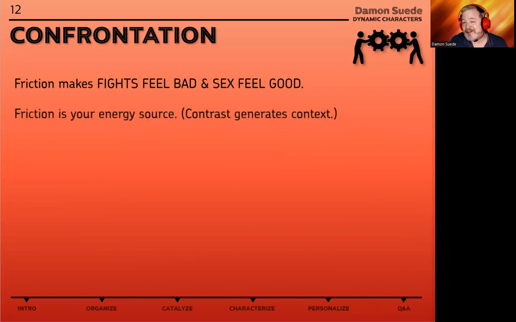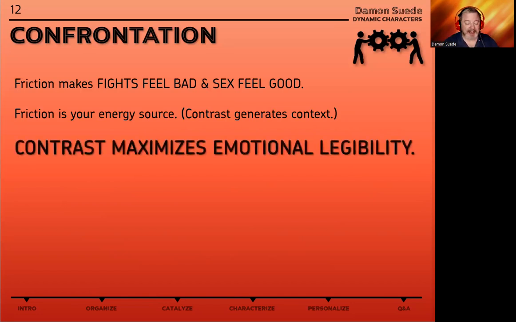And friction is an energy source, right? Just rubbing two characters together. Inherently, friction is generated by contrast, and contrast always generates context. And so it's a twofer, because on the one hand, you're creating character relationships that actually have meaningful transformation. But by the same token, every time your characters interact, they're building out the world. They're building out all the things that make your story immersive. And that's powerful. Contrast inherently maximizes emotional legibility.